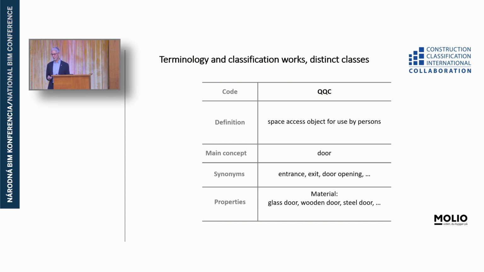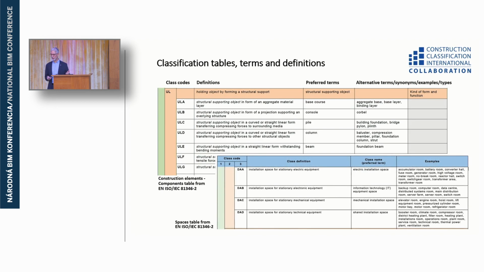So let them be properties, not being a part of the classification code, because then we have to change it all the time. So it ended up in classification tables, and you can see here the preferred terms, and to the left of them you can see the definition and the classification code, and to the right we listed all the terms, synonyms, examples, types we could find.